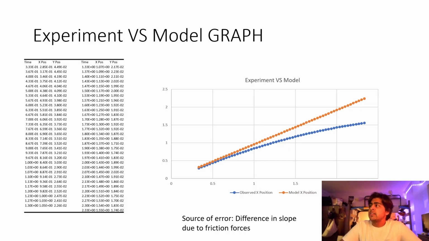This is the experiment versus model graph. The line in blue is the observed x position, and the line in orange is the model's position. As you can see, nearing the origin, both lines match each other. This is because the model was calculated using the initial points. However, as time goes on, it differs, and this could be due to external forces like friction. And this is in relation to Newton's first law as an external force is being applied. And you can see that they are both positive x values. However, the model has a greater slope than the observed x position.